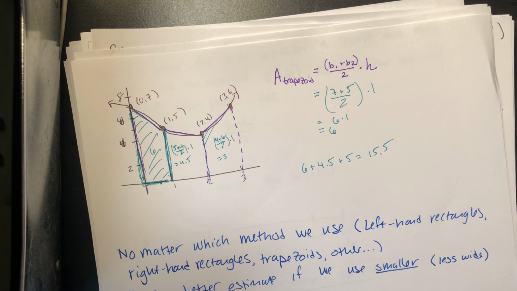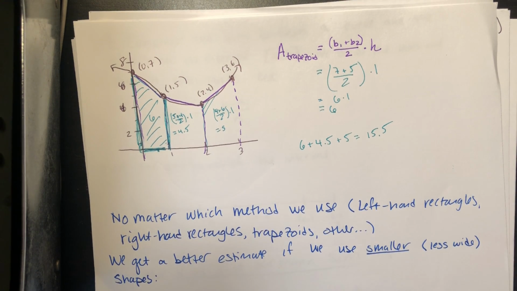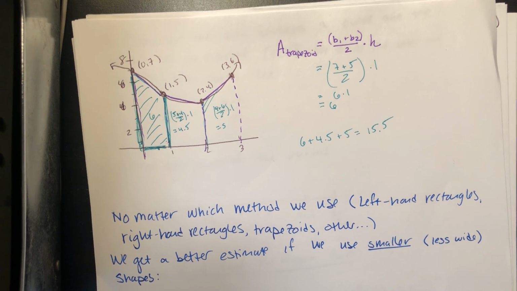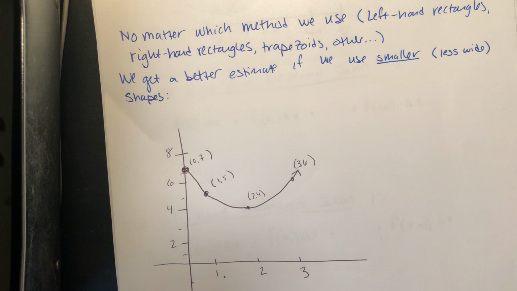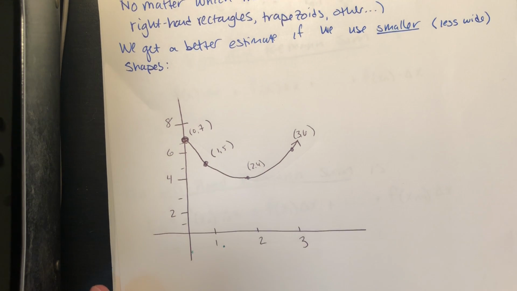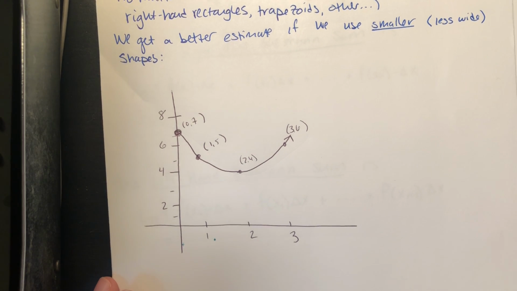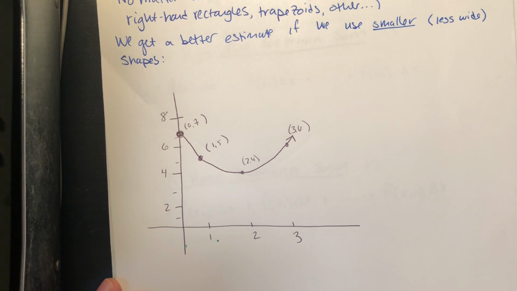But the big takeaway here is no matter which method you use, whether you use rectangles or trapezoids or something else, you're going to get a better estimate if you use more of them. So in each case, we were using just 3 rectangles or just 3 trapezoids, but we'd get a better estimate if we broke up our interval into more than 3 pieces.